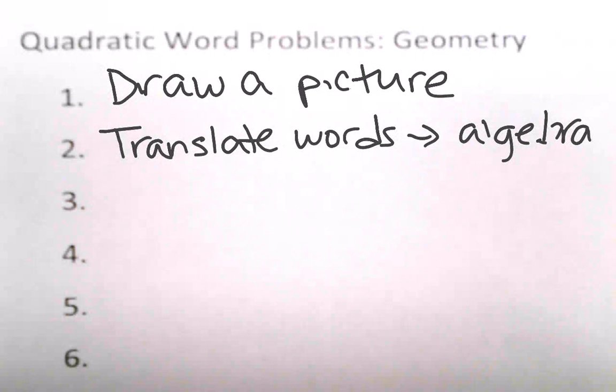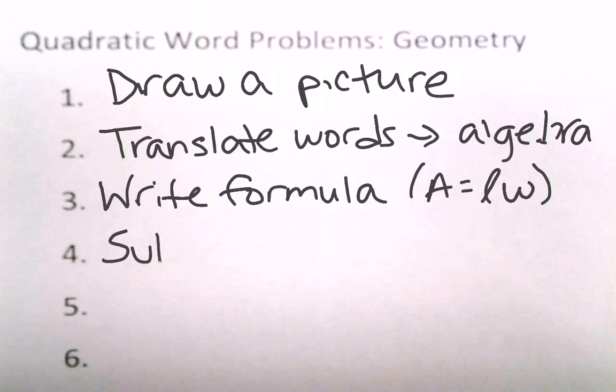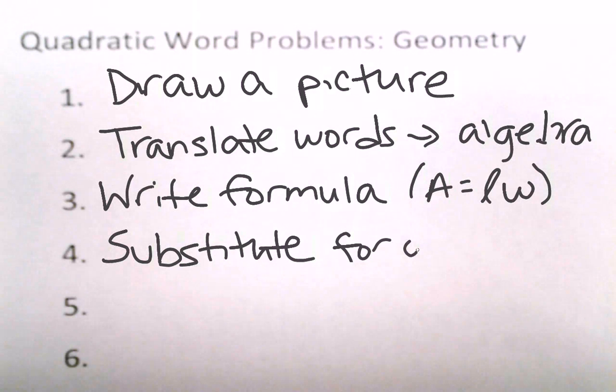Once we've done that, we want to think about writing our formula. Usually this is going to be something like the area of a rectangle. Area is length times width. We're going to substitute for one variable because I don't like having two. And then we're going to solve by factoring. That's what we did yesterday.